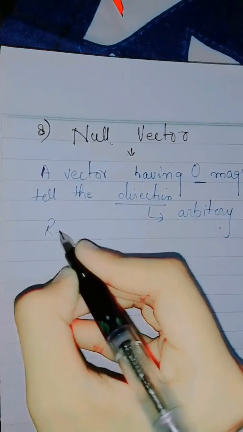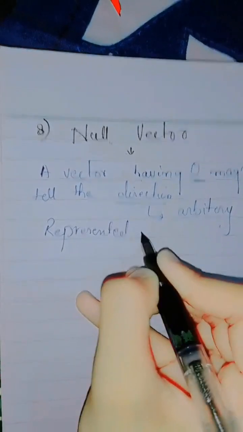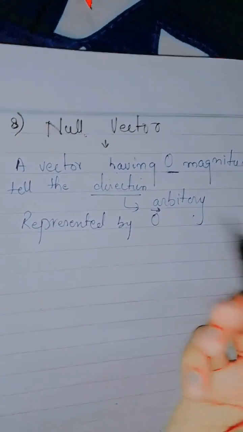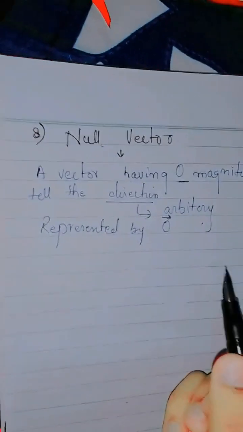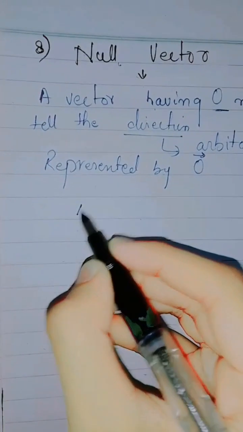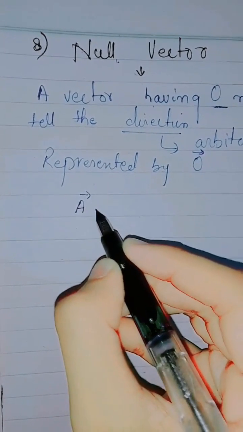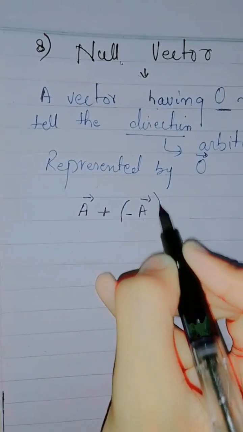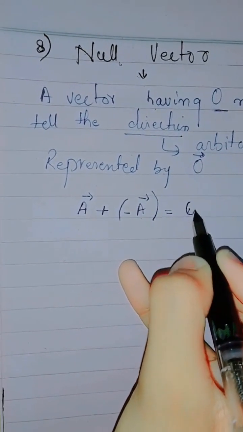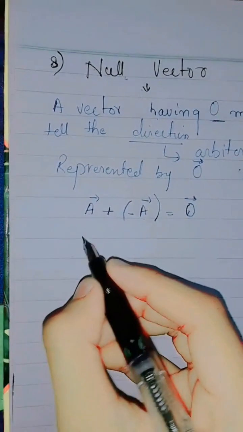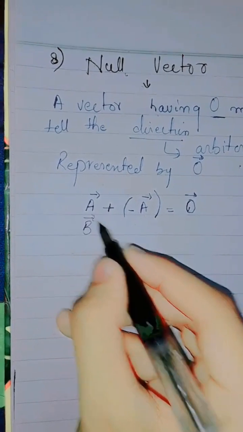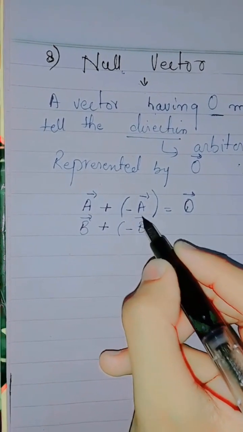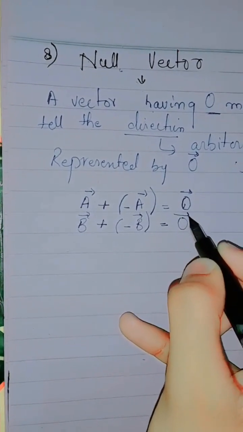It is represented by that O sign, and it is a sign of vector. Arrow is the sign of vector, so it is represented by O with an arrow. For example, if you are adding a vector a to the negative vector a, the answer will be a null vector. And for example, if you are taking vector b, adding a positive b vector with a negative b vector, the answer will be null.